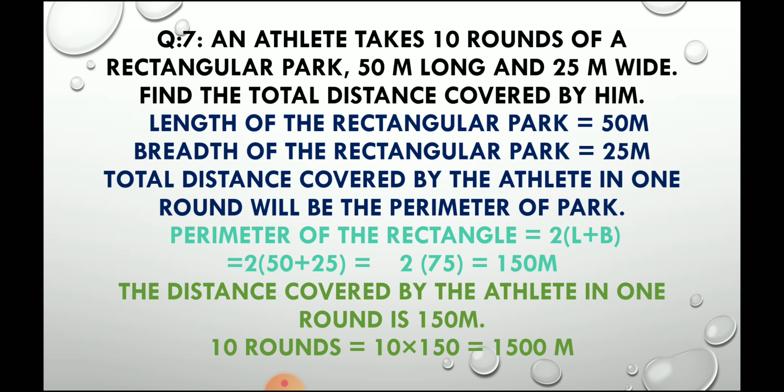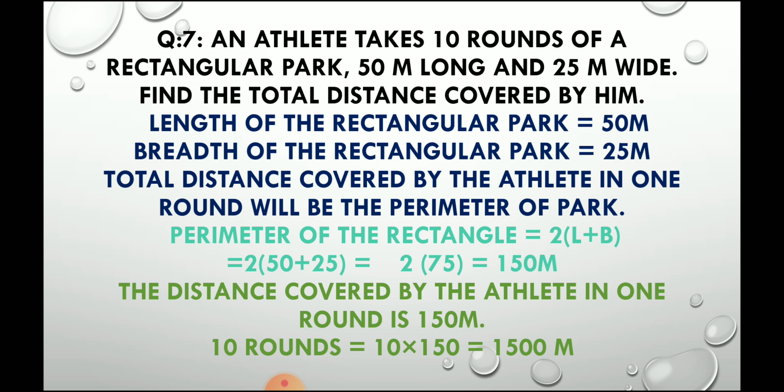So see the next one, the 7th question. An athlete takes 10 rounds of a rectangular park 50 meter long and 25 meter wide. Find the total distance covered by him. So here they give the shape. What is the shape? That is a rectangular park.